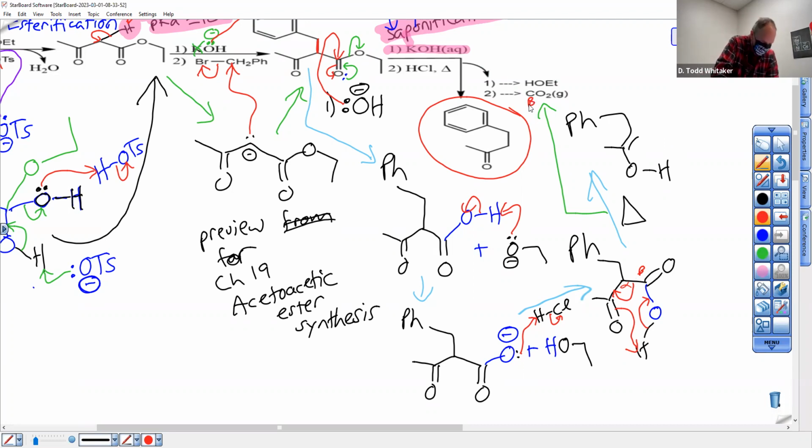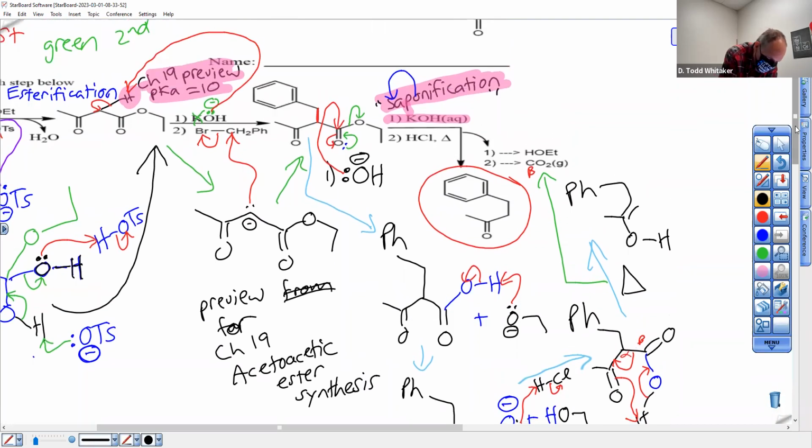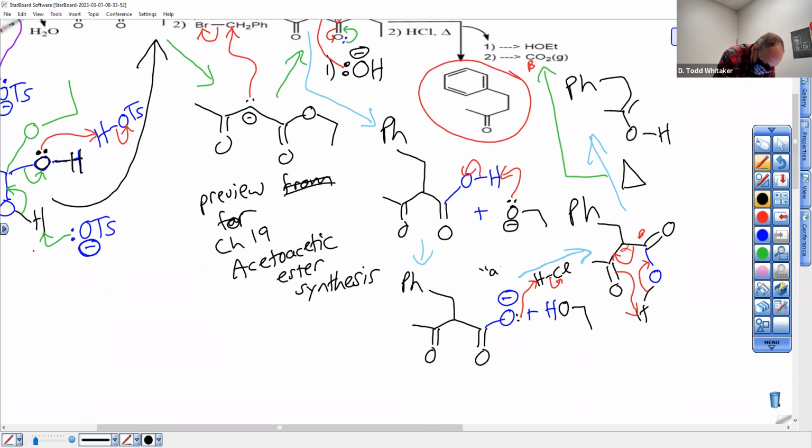Yeah. So what do we have so far? Saponification, HCl reaction. The first one was saponification. And then I'm going to call this one acidification. And this is the first step of decarboxylation.